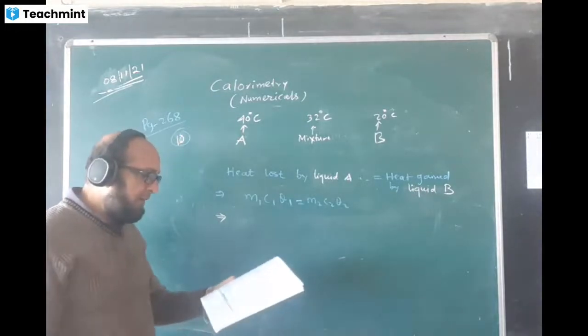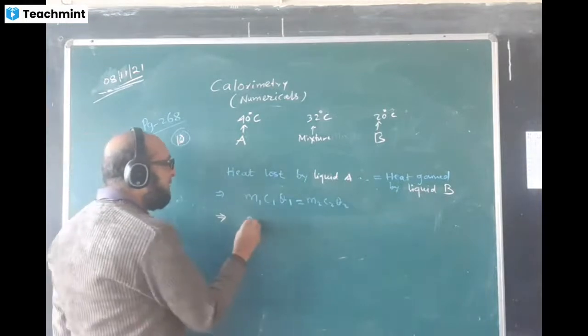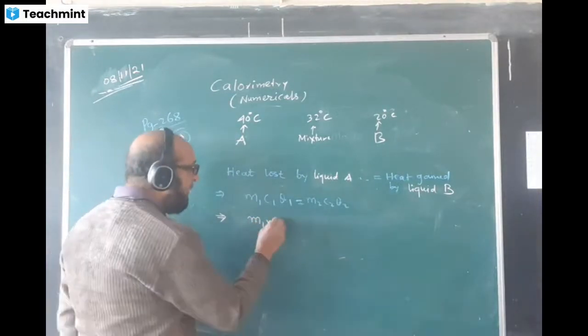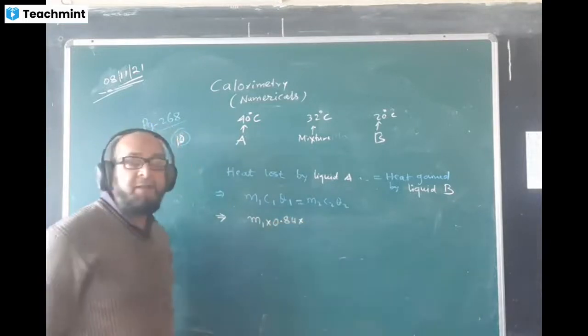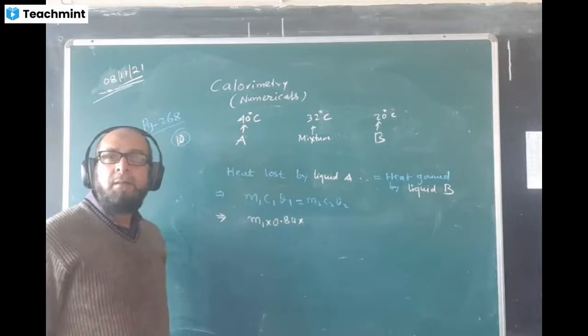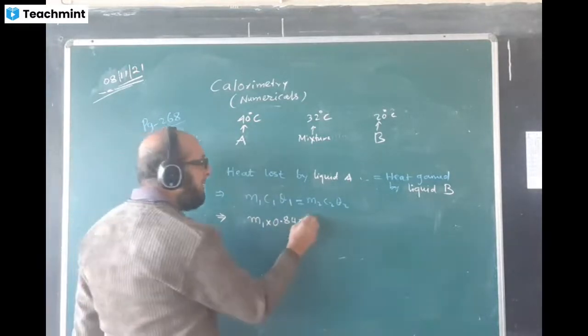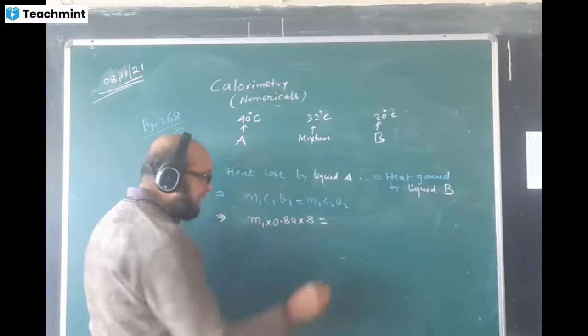I think you can also find it. Can you find the answer? The mass of liquid A is what we have to find. M1 is unknown. C1 is given as 0.84. Theta 1, what is the value of theta 1? 40 minus 32, the answer is 8. The mass of liquid B given in the question is 100 gram.